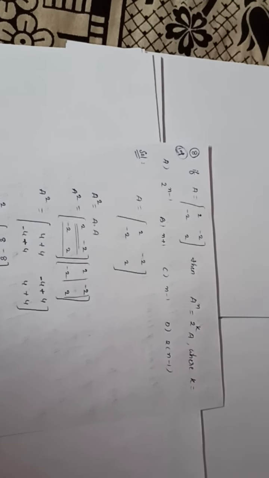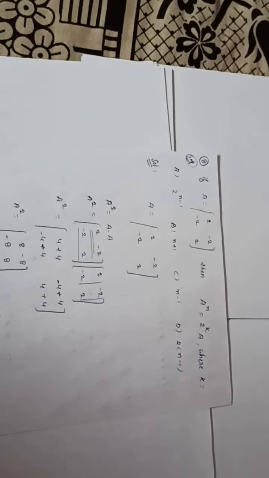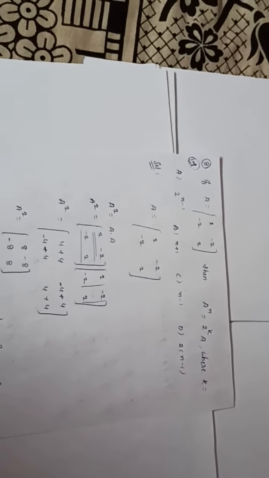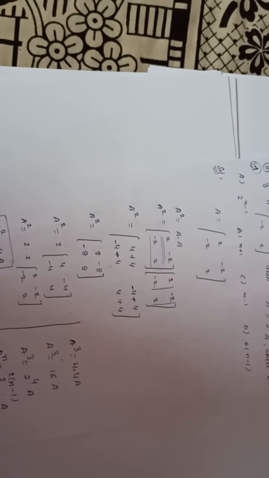Eighth one, this is very important. If a matrix A equal to 2 minus 2 minus 2 2, then A to the power of n equal to 2 to the power of k into A, where k equal to. The matrix A is given. Find out A square equal to what? A into A. So again, what is A matrix? 2 minus 2 minus 2 2. Again 2 minus 2 minus 2 2. If you multiply two matrices, you will get 8 minus 8 minus 8 8. If you take 2 common here, 4 minus 4 minus 4 4.